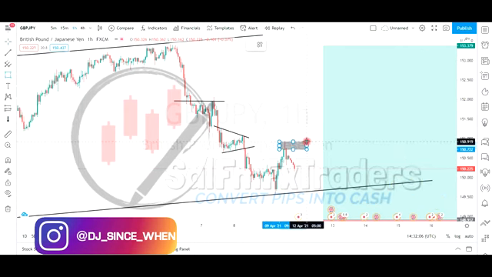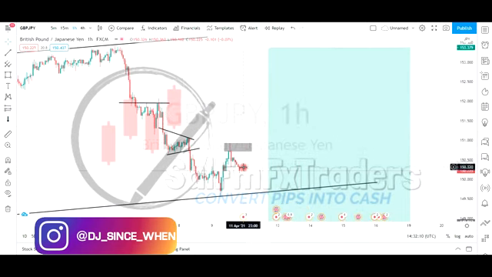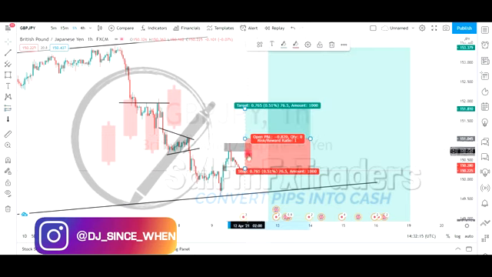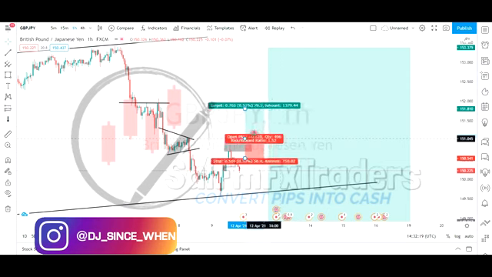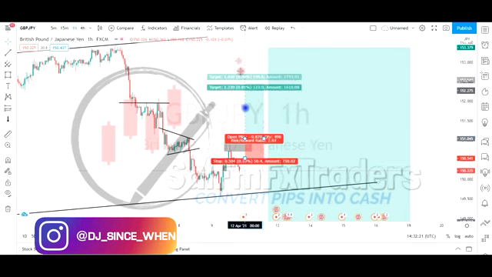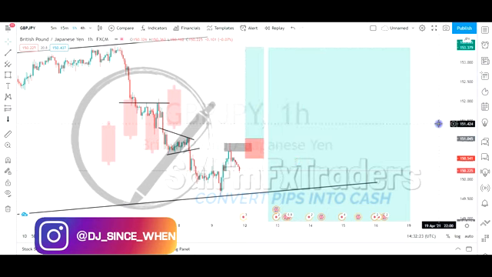I'll just mark this level right here. So once it breaks this level, then I will feel comfortable enough to take my buys here. I'll leave my stop loss somewhere right there, and then I will continue holding this position to the upside.